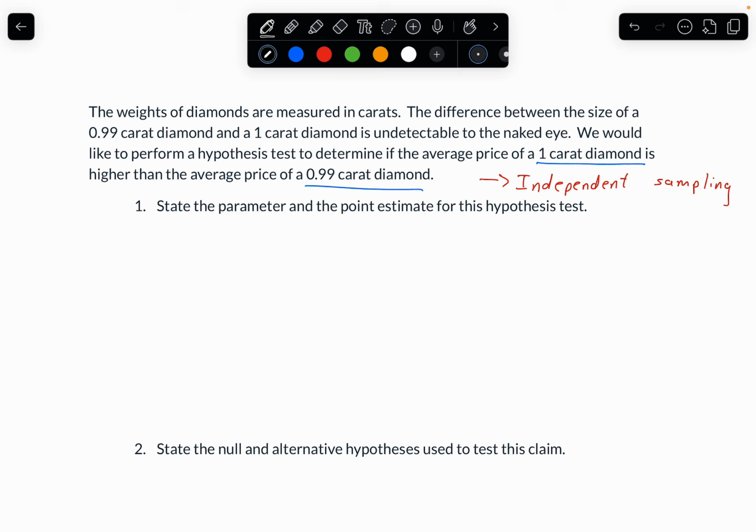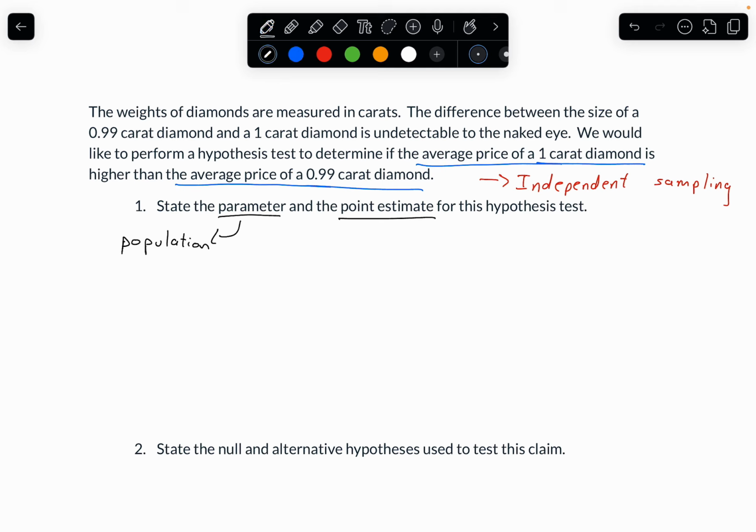So when we talk about these hypothesis testing problems, it's important that we understand what is our parameter and what's our point estimate. Remember, our parameter is a piece of information about our population. This is what we're testing, what we kind of want to know here. So in this problem, we're looking at the average price of a 1 carat diamond and the average price of a 0.99 carat diamond. And we're going to be looking at the difference here.